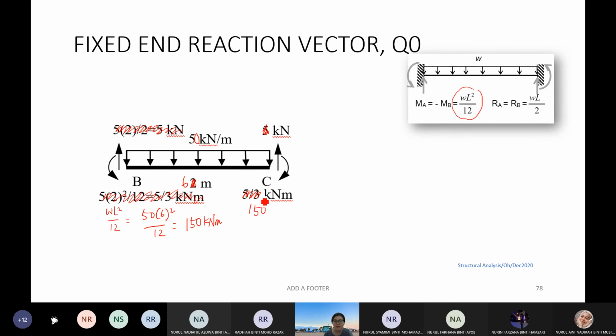Why is it positive? Because here it is already drawn in the opposite direction. If you feel confused, you follow these equations and you get the negative value. So for the vertical reactions, we get WL over 2, which W is 50, length is 6, and we divide by 2. Can I get the value? Also 150. Okay, done with that.